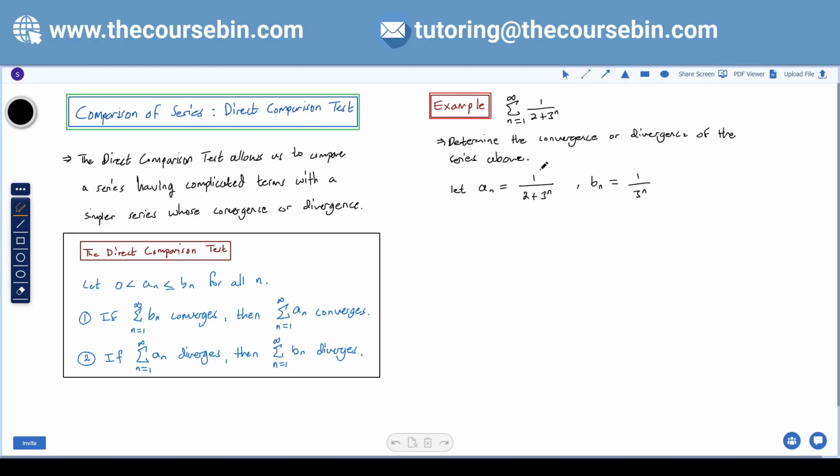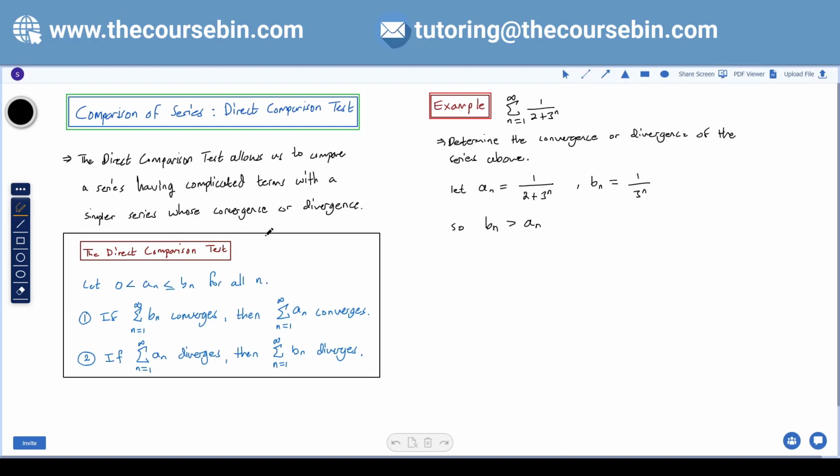That's why I want you to pay very close attention here, because it might get kind of tricky. Don't copy anything down yet. So b sub n is 1 over 3 to the power of n, and a sub n is 1 over 2 plus 3 to the power of n. So b sub n is larger than a sub n because in a sub n you've got this extra 2 in the denominator, so the denominator is bigger. So we can see that b sub n is greater than a sub n. Okay, so far so good.